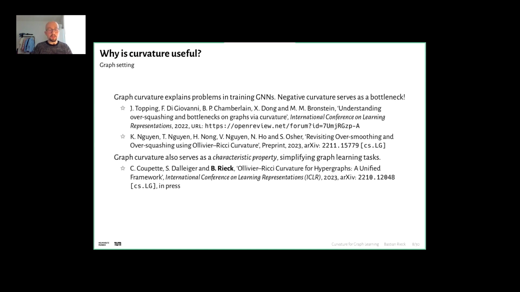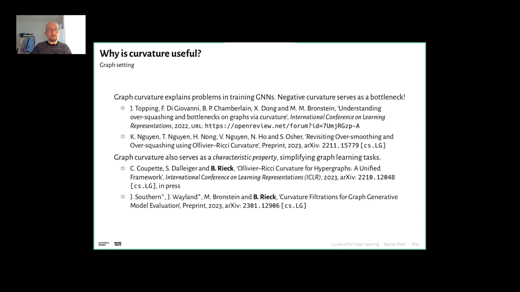So I'll be talking about two recent papers. One is the Ollivier-Ricci curvature for hypergraphs, a unified framework. We'll be discussing this towards the end of the talk. The other one is a preprint on curvature filtrations for graph generative model evaluation. Both of those are, I would say, very much on the applied side. So we always use curvature, although in the case of the first paper, we also think about new notions of curvature and what that would actually mean for hypergraphs.